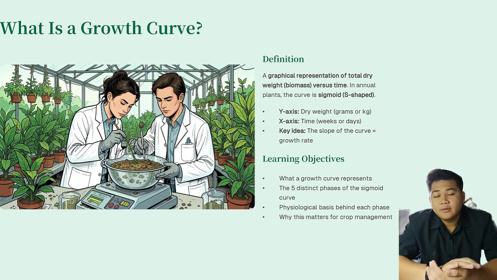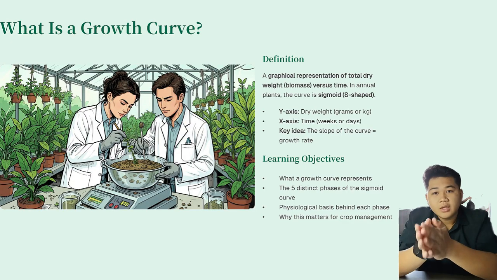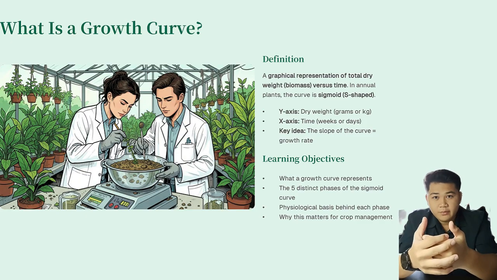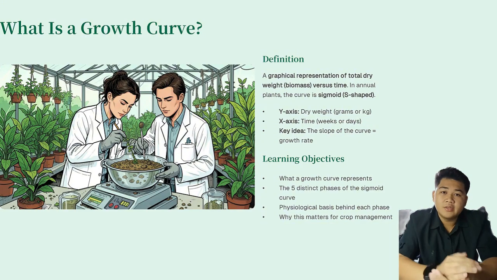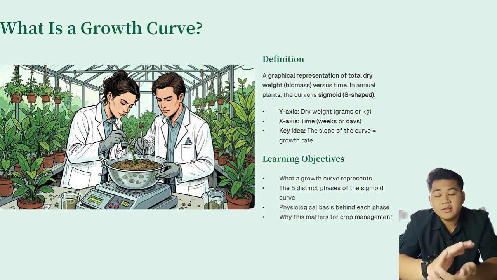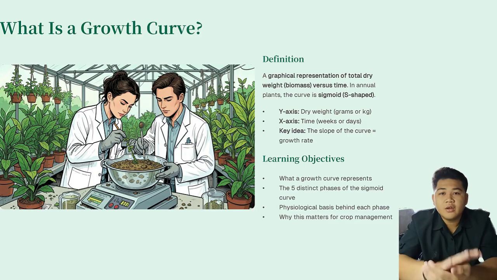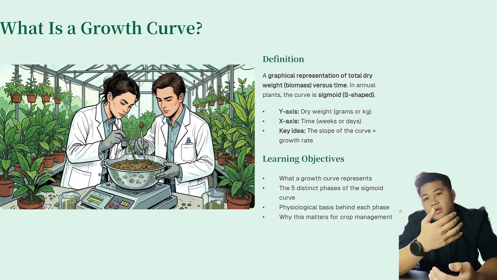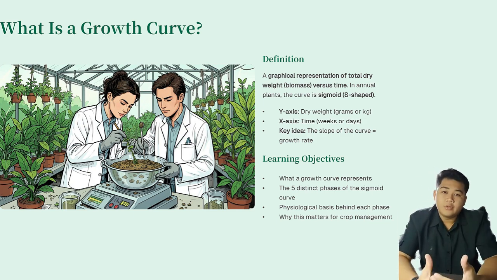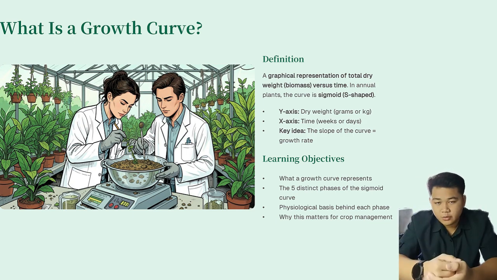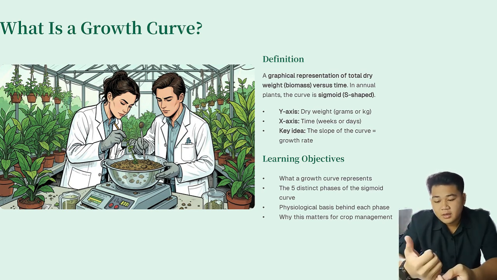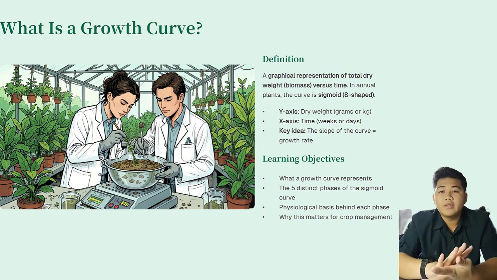This method is called serial harvest. Plants are grown under controlled conditions and harvested at regular intervals. For example, every week the plants are harvested and dried at 80 Celsius for 48 hours. Then the scientists measure the dry weight. The dry weights are then plotted against time. This graph shows the result, a typical sigmoid curve. The x-axis is the time and the y-axis is the weight in grams.